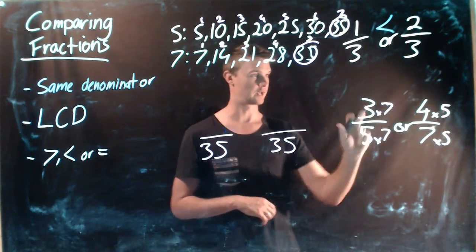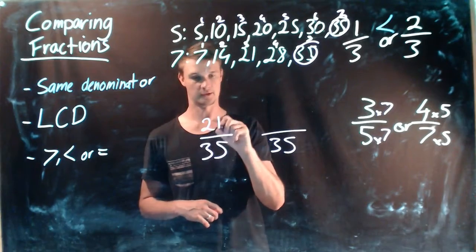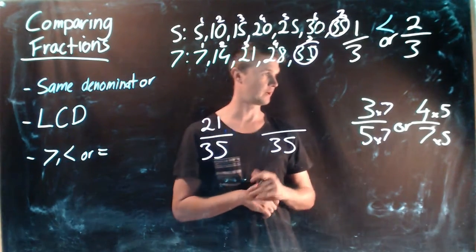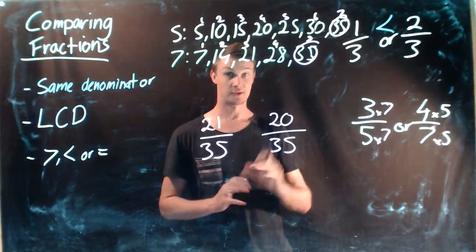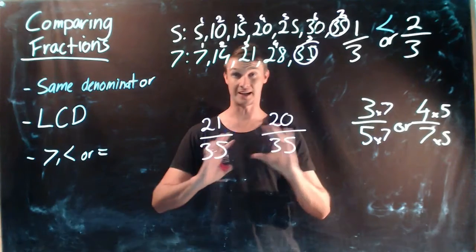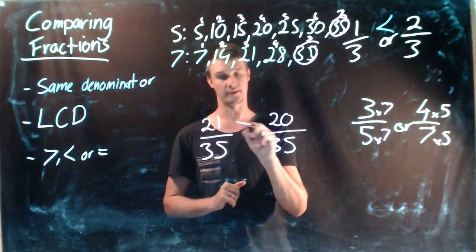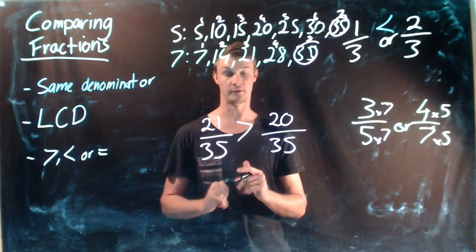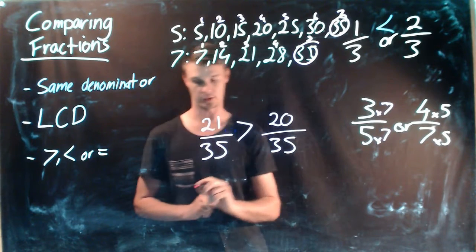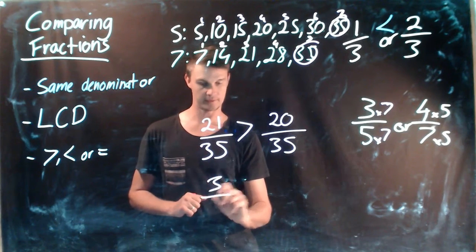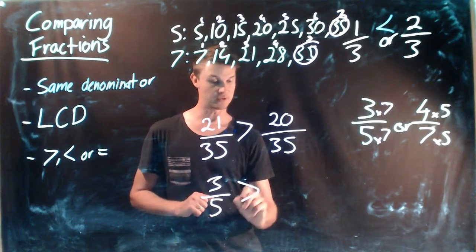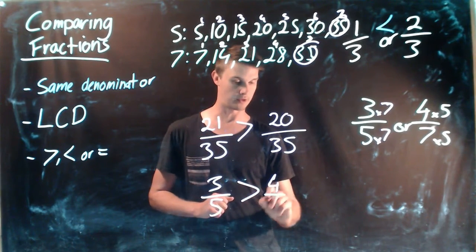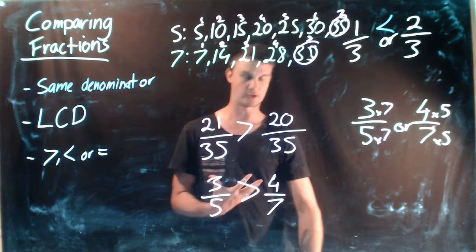Let's start to compare now. 3 times 7 is 21. 4 times 5 is 20. Now that they have the same denominator, I can compare, and I know that 21 over 35 is greater than 20 over 35. So, restating the question, 3 over 5 is greater than 4 over 7. That's how you compare fractions.